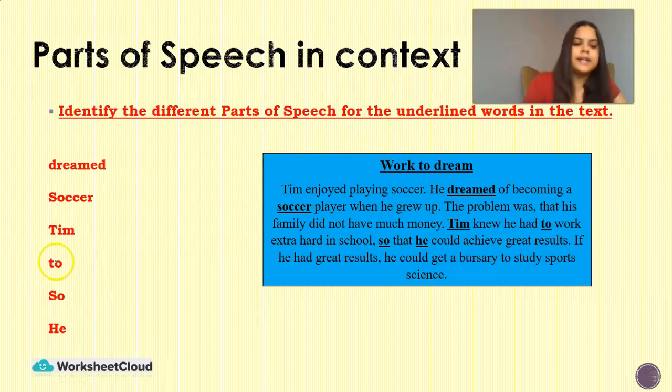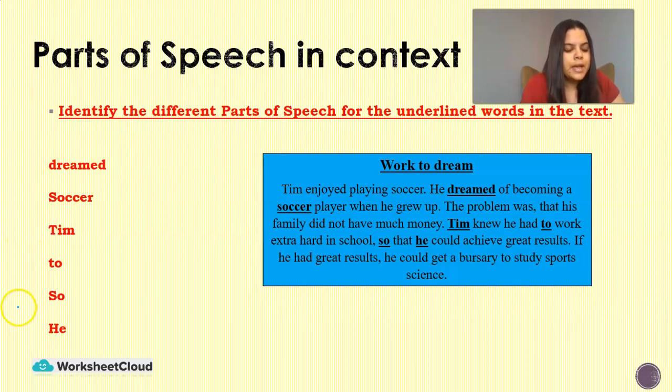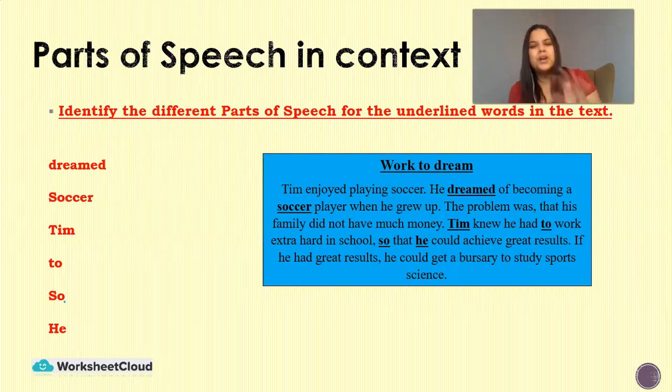Okay, so here are the words that are underlined in the paragraph. They are dreamed, soccer, Tim, to, so, he. Here are my words on the side over here. And then I have already taken out what the possible parts of speech could be.